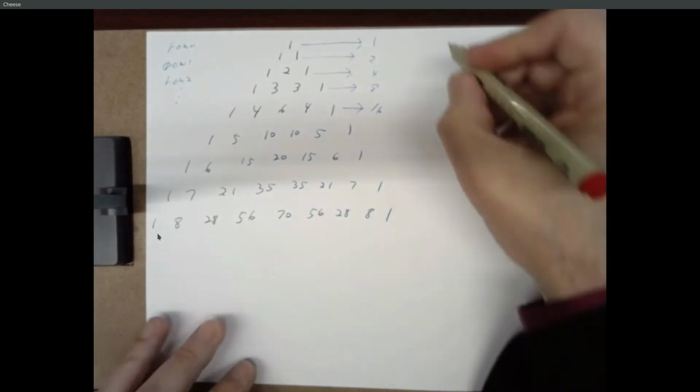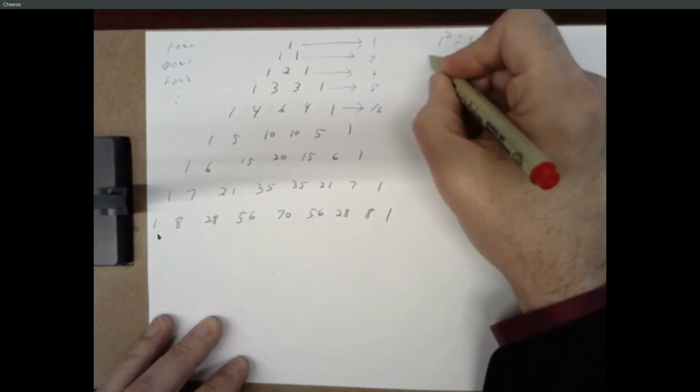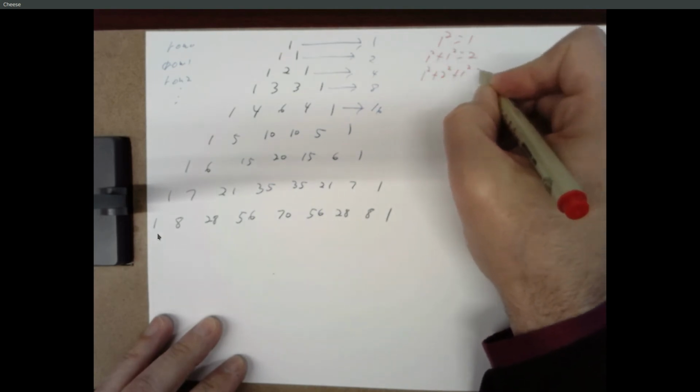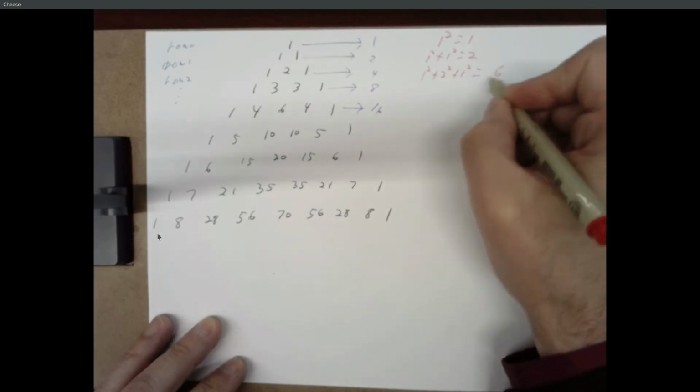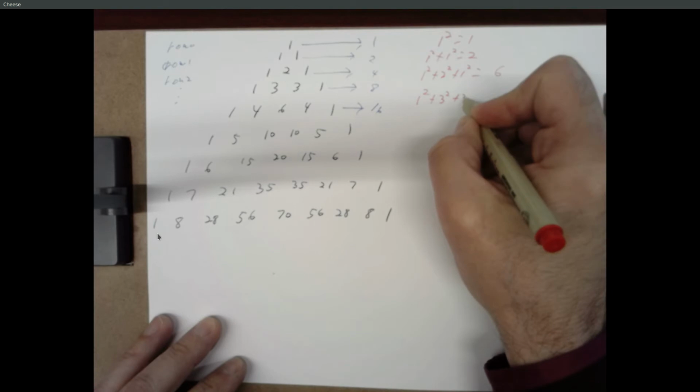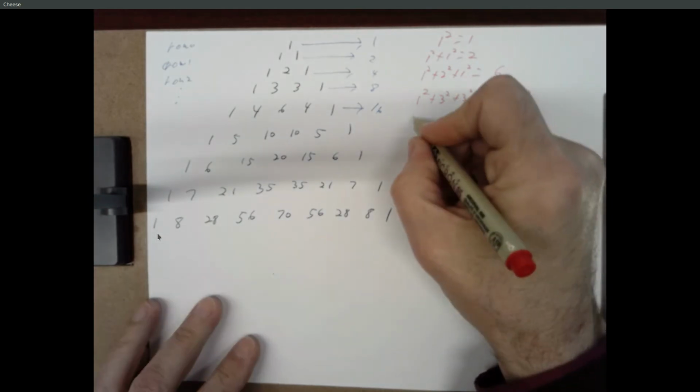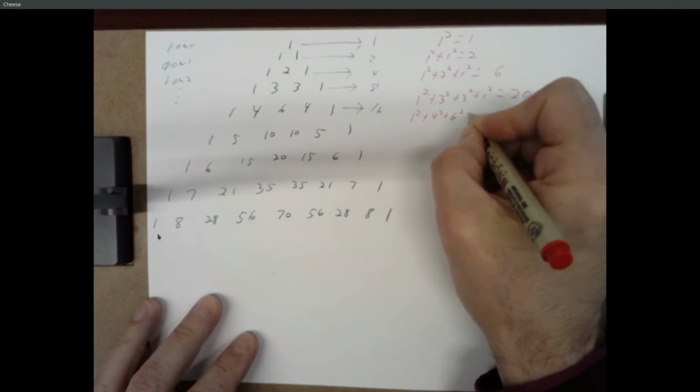So what if we add the square of each element? So 1 squared is equal to 1. 1 squared plus 1 squared is still 2. 1 squared plus 2 squared plus 1 squared is 6. 1 squared plus 3 squared plus 3 squared plus 1 squared is 20. Let's do one more. I won't tell you this one. Someone tell me. 70.